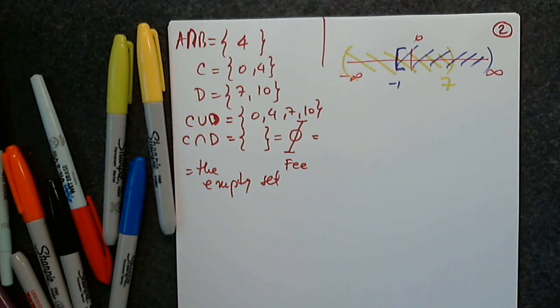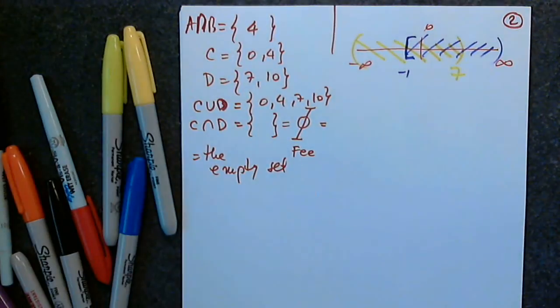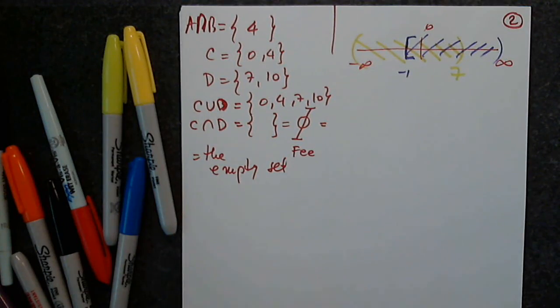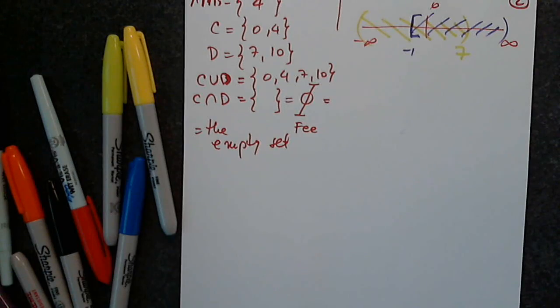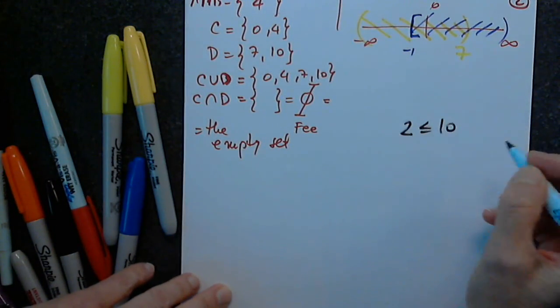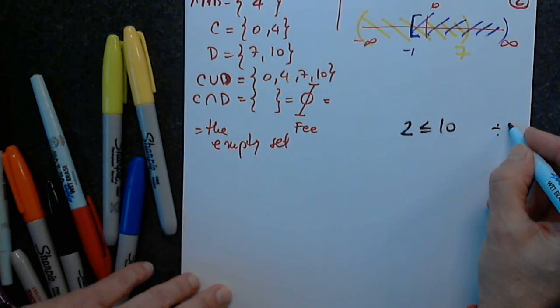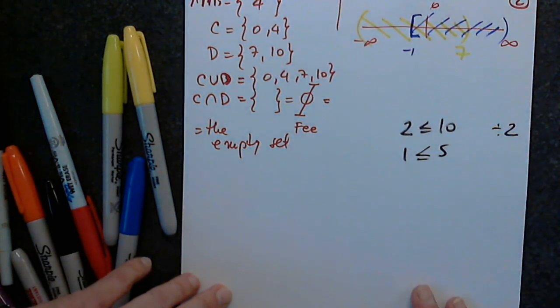So about inequalities: you can multiply or divide and you don't have to change the sign. It's just when you use a negative. For example, if I have 2 less than or equal to 10, and I divide everything by 2, I get 1 and 5, and this is still true.